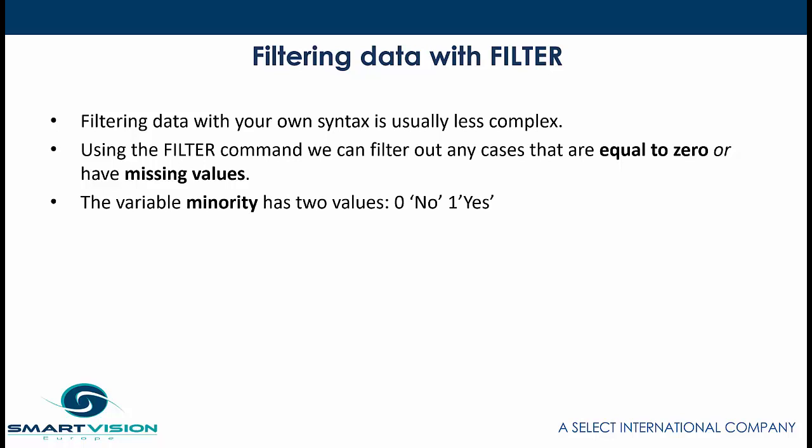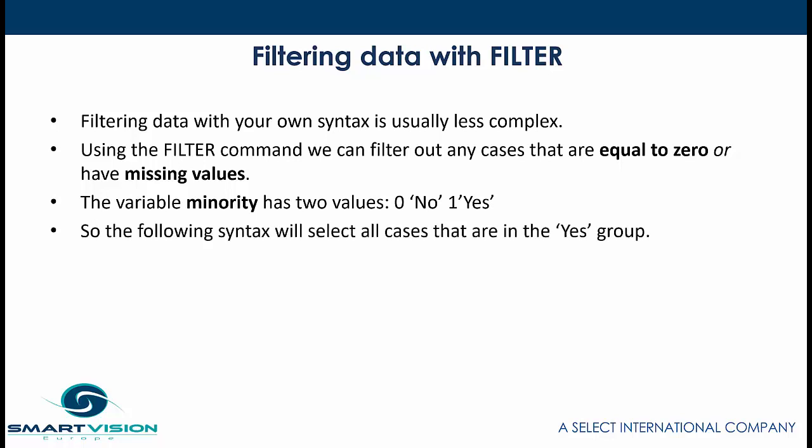So if we have a variable like minority, and minority has 2 values, 0 meaning no, I'm not in a minority group, and 1 meaning yes, I am, and you run the following syntax, filter by minority, the outcome will be that it selects all cases that are in the yes group, since it basically filters out any cases equal to 0 or have missing values. So all the 0 group would disappear.